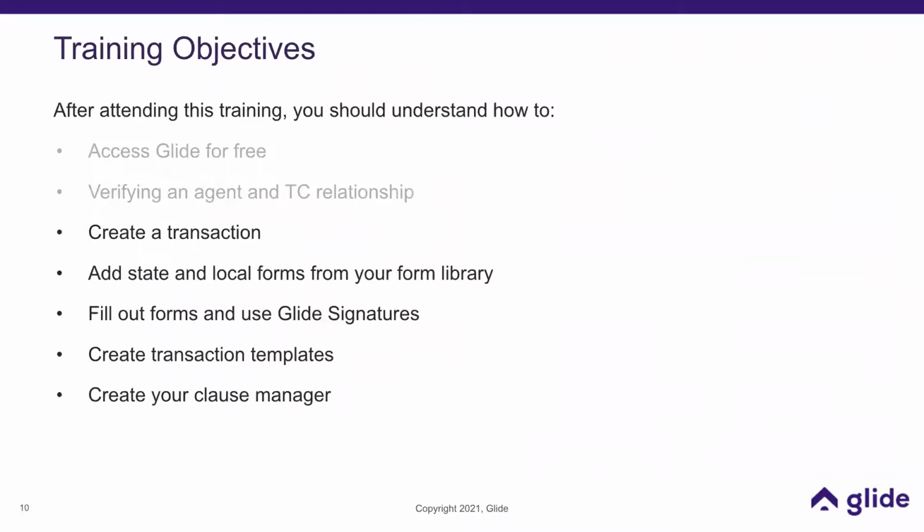All right, so now that we've gone through our introduction, showed you how you can access Glide for free, showed you how you can connect with the CAR form library, and how you can verify the agent-TC relationship, the rest of our training is going to be in the live environment. It's going to take about another 30 minutes of your time, and then we will go through and answer any of those questions that come into Q&A. Well, let's start it off. Let me jump into the live environment. Give me 1 second here to pull that up.